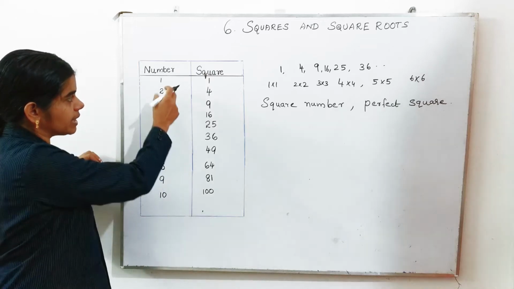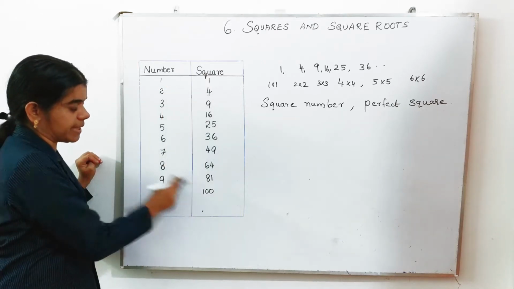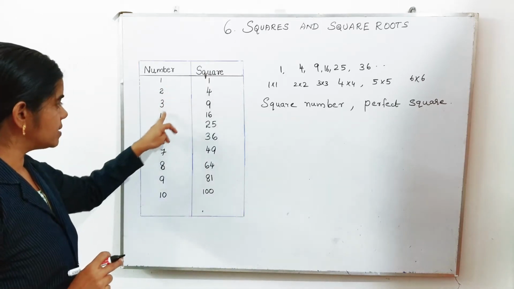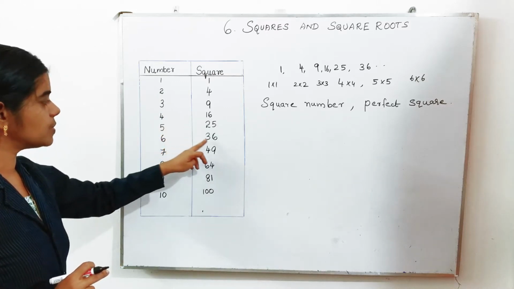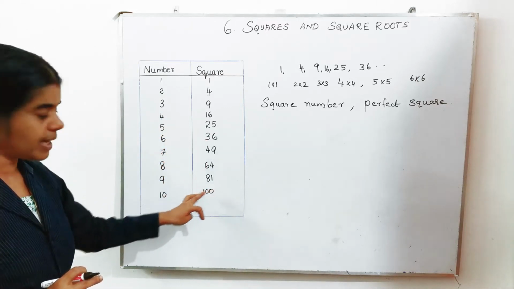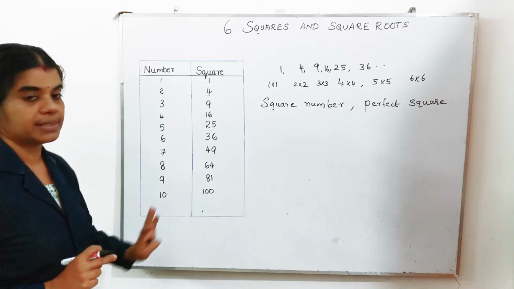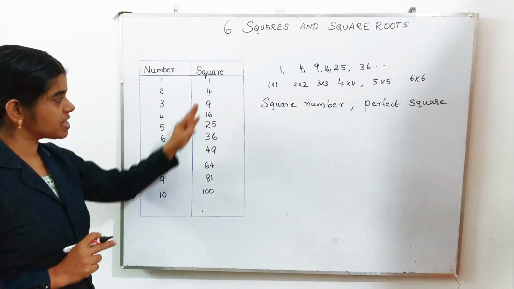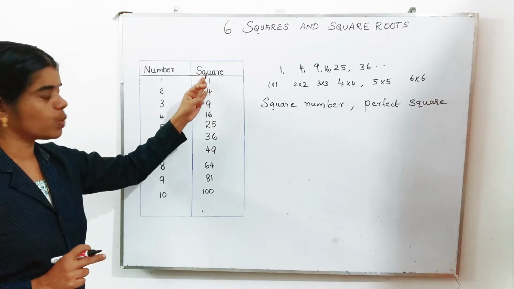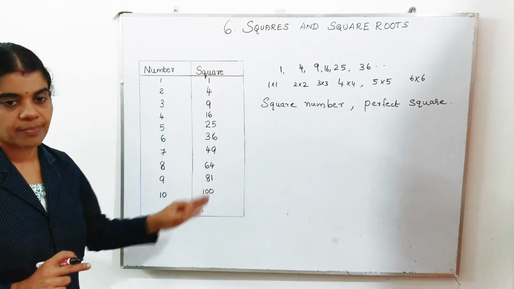Then I have written the number and its square up to 10. 1 into 1, 1. Like that. 5 into 5, 25. 6 into 6, 36. 9 into 9, 81. 10 into 10, 100. Do you notice anything special? Just watch the column of squares.